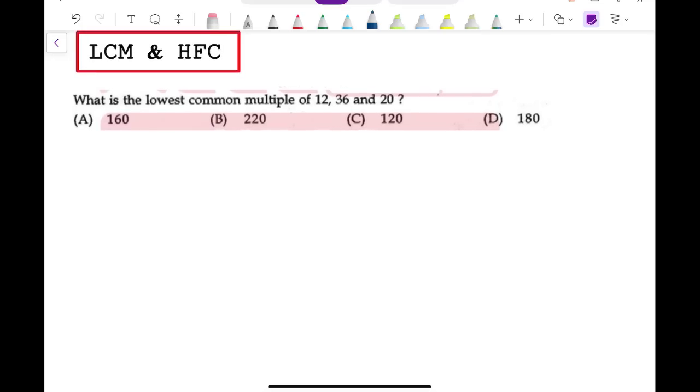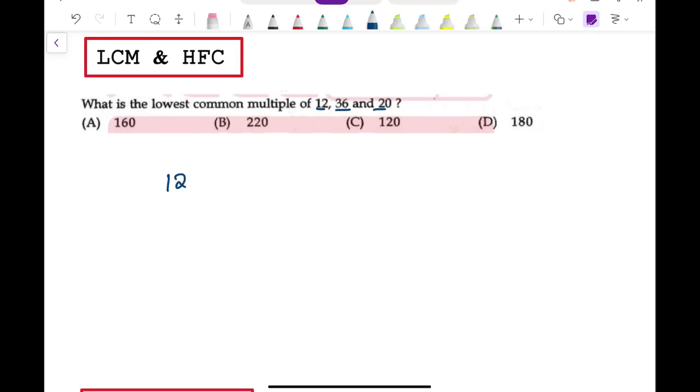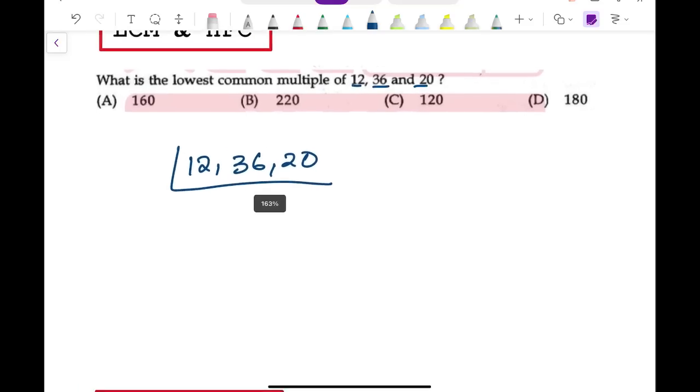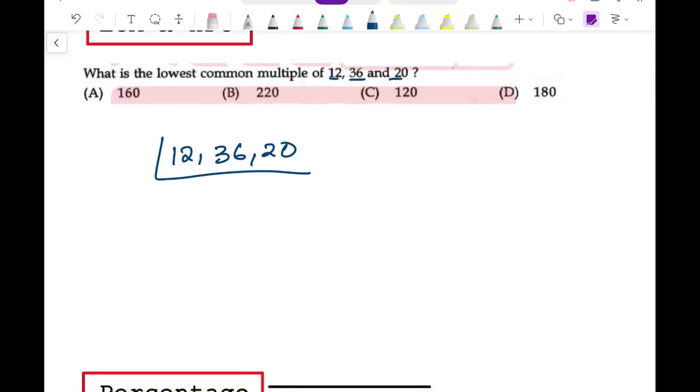How do you find the L.C.M here? L.C.M simply means you take all the numbers together. Whenever you're finding L.C.M, you take all the numbers together, 12, 36 and 20. And always remember, try to use a number which is common to all the terms. So if you look here, you have 12, you have 36, you have 20. So 2 is common to all the terms. So 2 6s are 12, 2 18s are 36, 2 10s are 20.